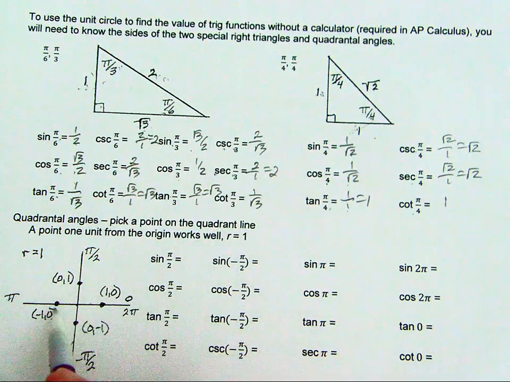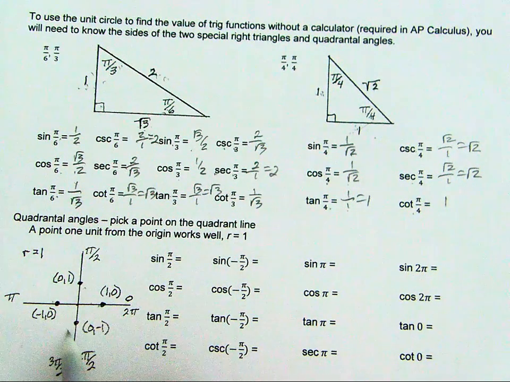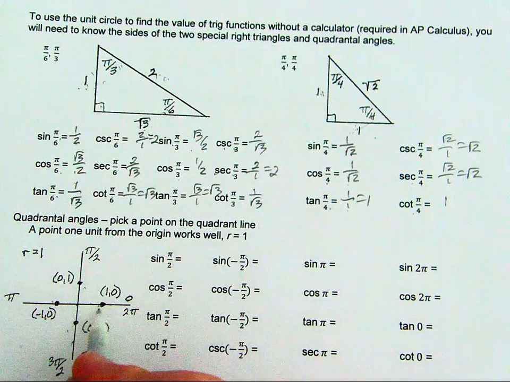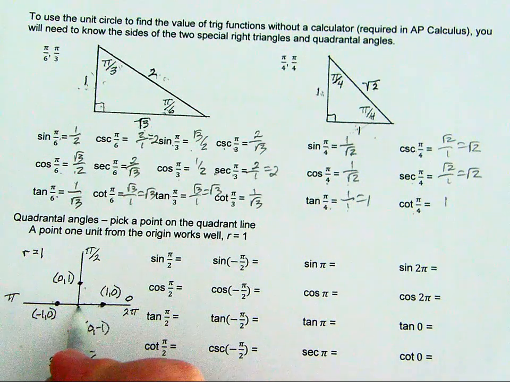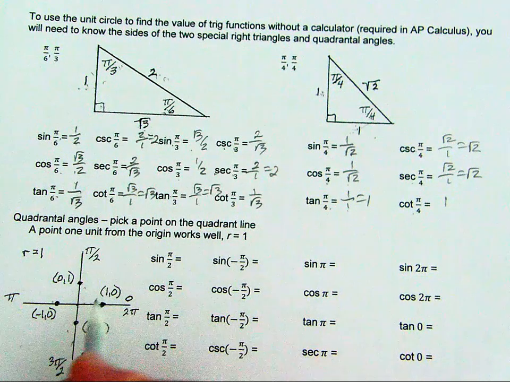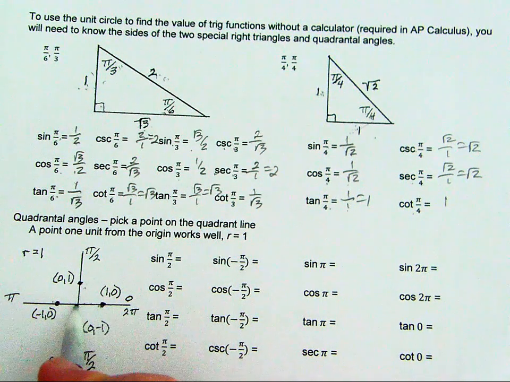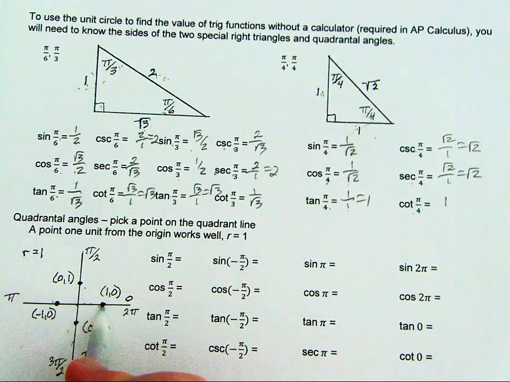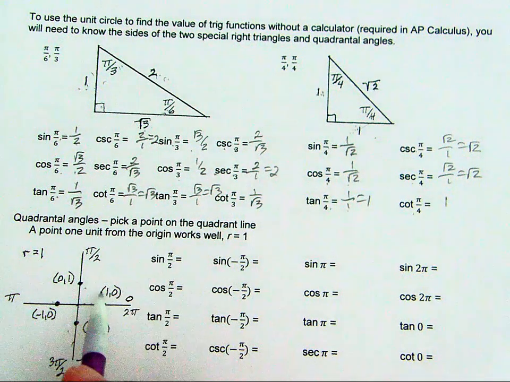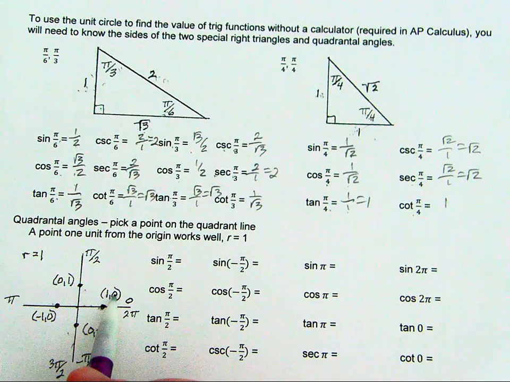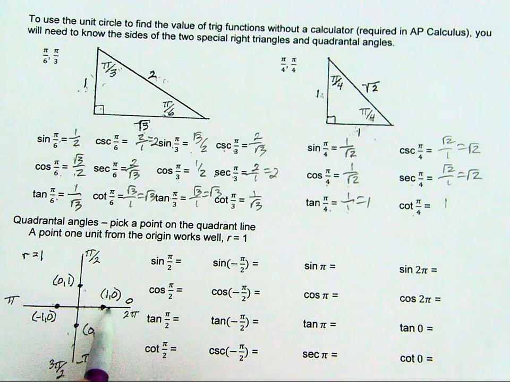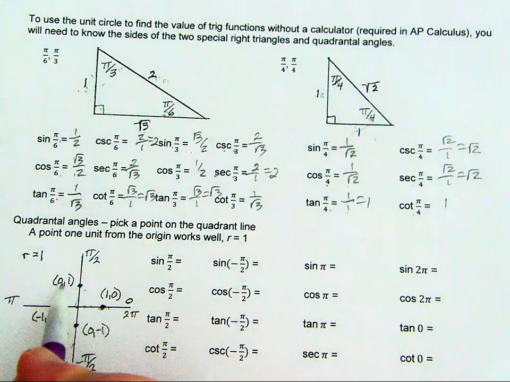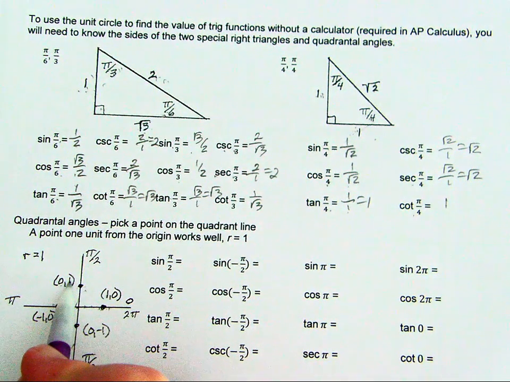The way we did them in trig was we picked a point. So you pick a point that's on one of those quadrant lines. The easiest ones to pick are ones that are 1 unit away from the origin. Everything just works out easier. So at 0 or 2 pi, we could use the point 1, 0. And then if you think in terms of x, y, and r, remember x is 1, y is 0, and the radius is 1. At pi over 2, we use the point 0, 1.